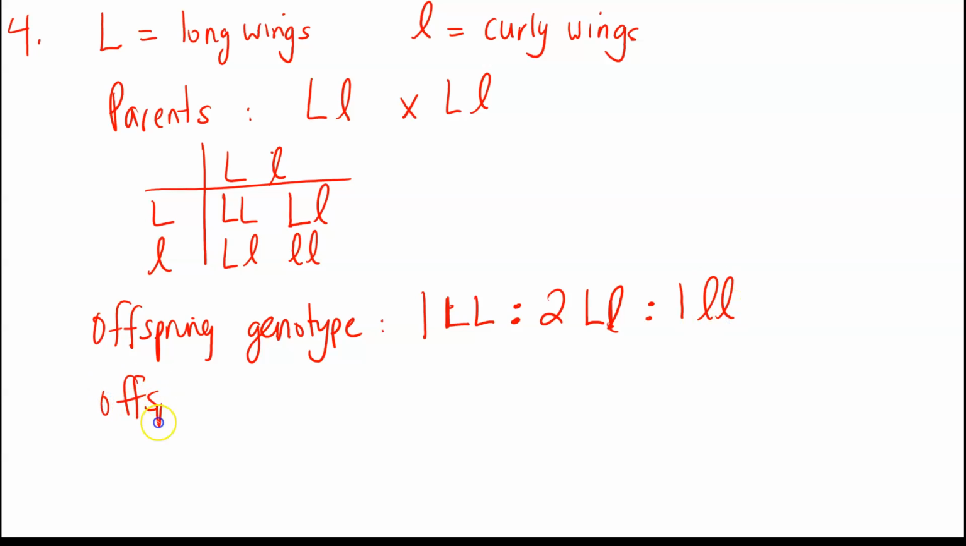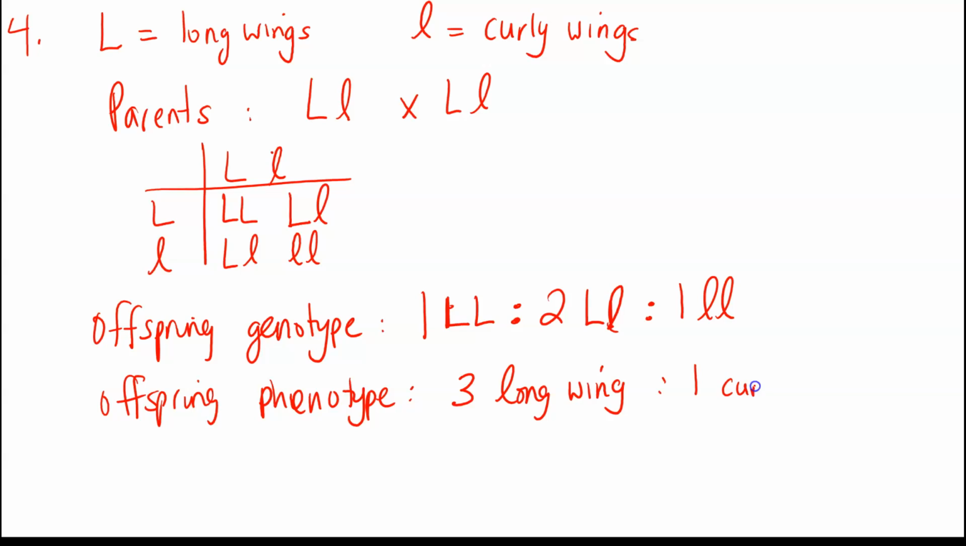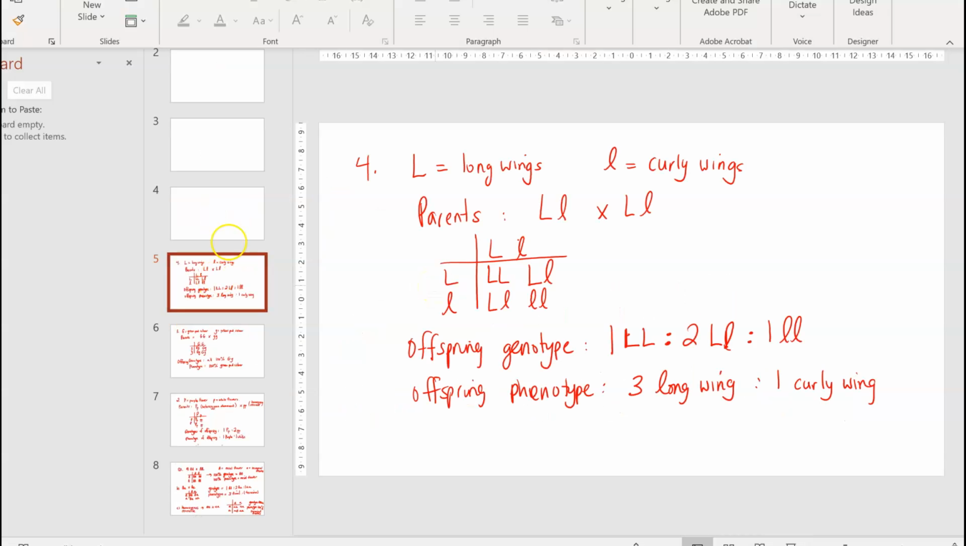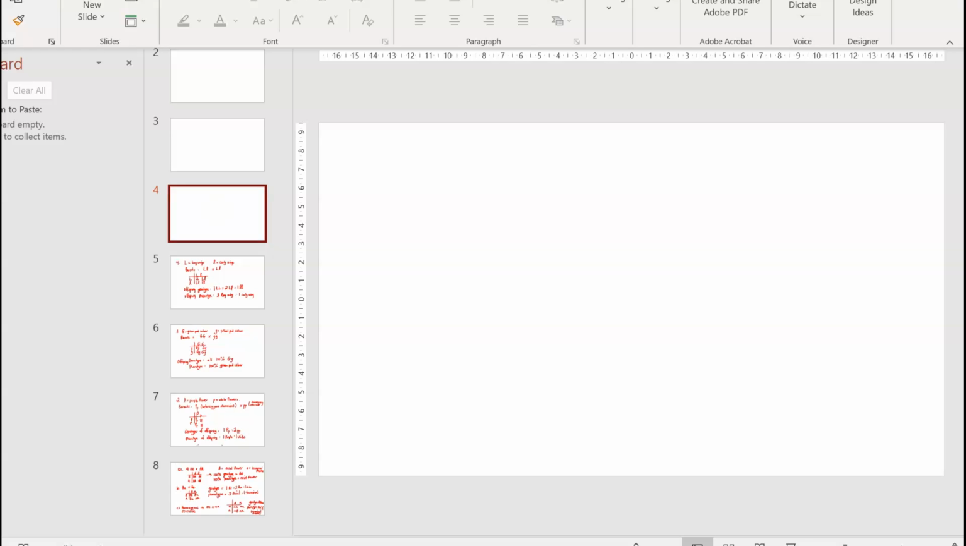And the offspring phenotype, and these are, guys, remember, these are just probabilities, okay? We're predicting the probability of having these genotypes and phenotypes, and so we would have 3 long winged to 1 curly wing offspring. Okay, and that is for that question. And we are going to move on to the next one, and that is question 5.